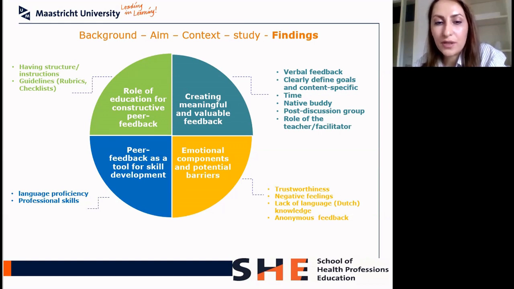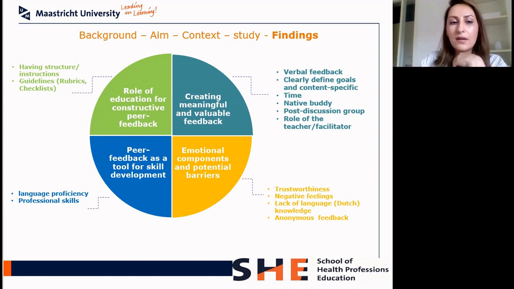Another main theme is emotional components and potential barriers that the students experienced during the peer feedback process. And it included trustworthiness, negative feeling, especially for providing feedback instead of receiving, because some students thought that it could affect their relationship, and also lack of their knowledge in second language makes some students unconfident to provide feedback for peers. One strategy for minimizing this emotional discomfort associated with peer feedback could be the creation of anonymous feedback.